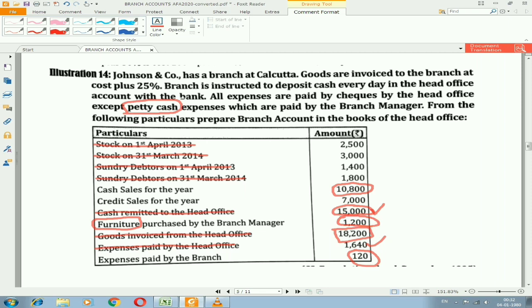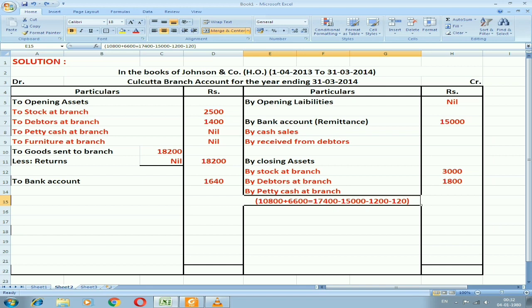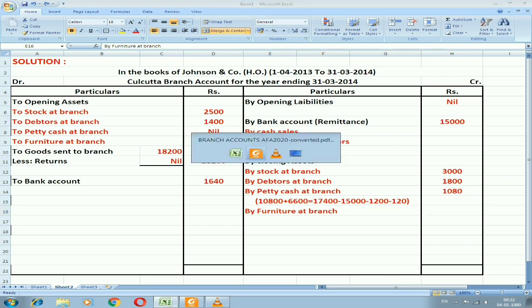Along with that, they have purchased one furniture and they have spent some expenditure by the branch manager. So here you can see 10,800, 6,600 is the total income, 17,400. From that we need to minus 15,000 which is sent to the head office, 1,200 for furniture and 120 for expenditure made by the branch manager.